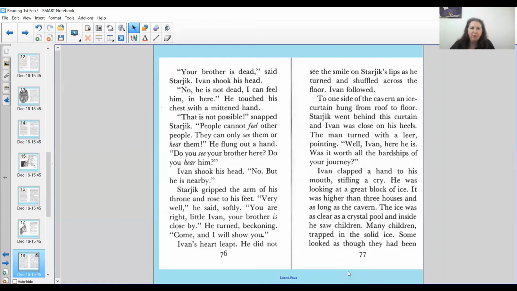"People couldn't feel other people. They can only see them or hear them." He flung out his hand. "Do you see your brother here? Do you hear him?" Ivan shook his head. "No, but he is nearby."